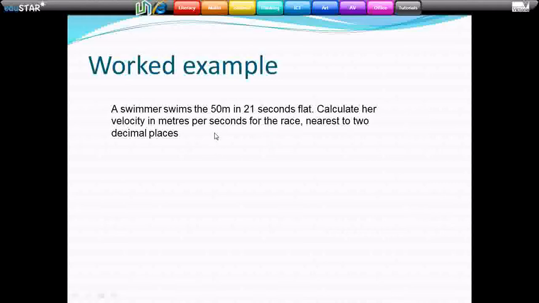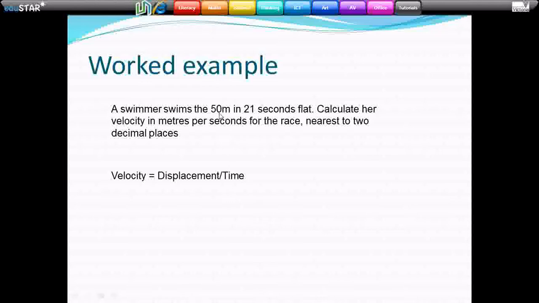So the first example here, we've got a swimmer who swims the 50 meters in 21 seconds, and we need to calculate her velocity in meters per second for the race, nearest to 2 decimal places. So the first step, easiest step, is to write down the formula that we need, and we're looking at velocity. So the formula for velocity is displacement divided by time.